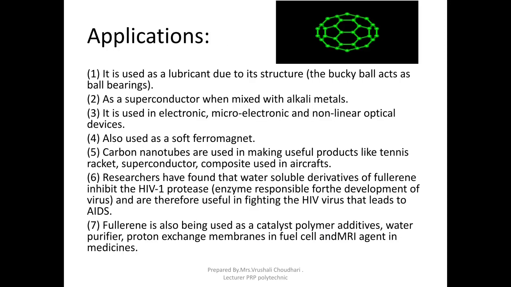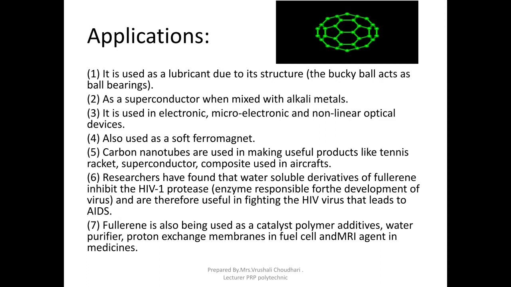Applications: it is used as a lubricant due to its structure. It has a ball-like structure, therefore it acts by reducing friction, like ball bearings. It is used as a superconductor when mixed with alkali metals. What is a superconductor? A material which has zero resistance is called a superconductor. It is used in electronic and microelectronic optical devices. It is used as a soft ferromagnet.